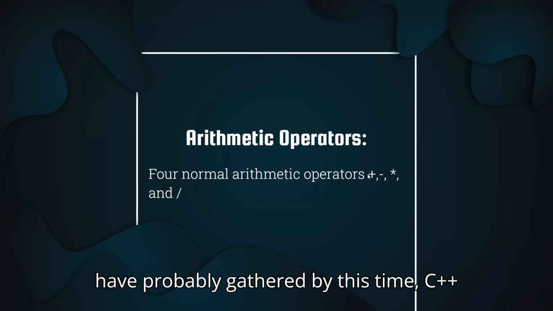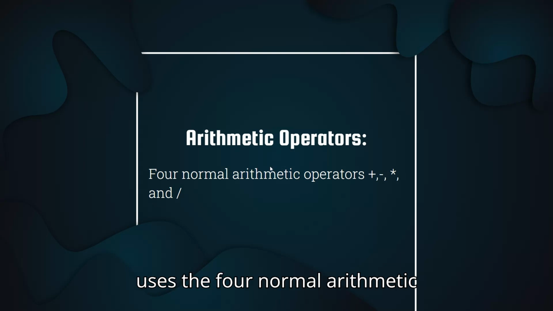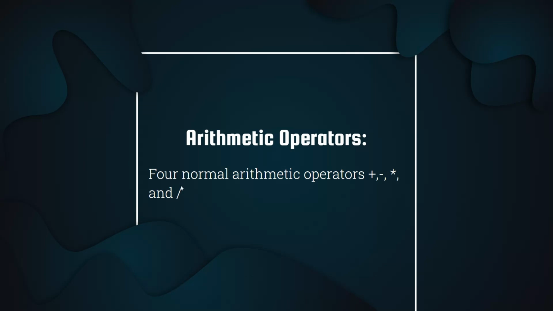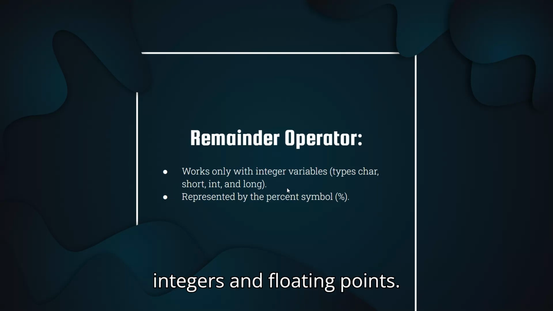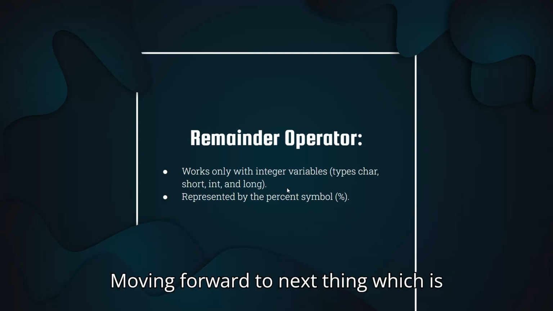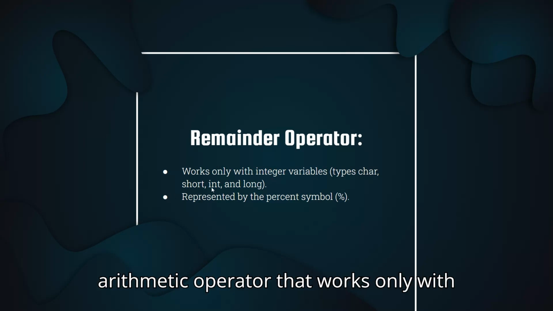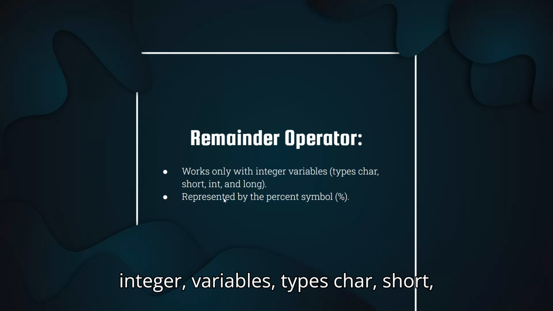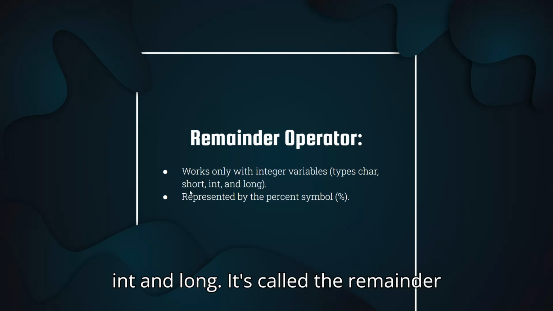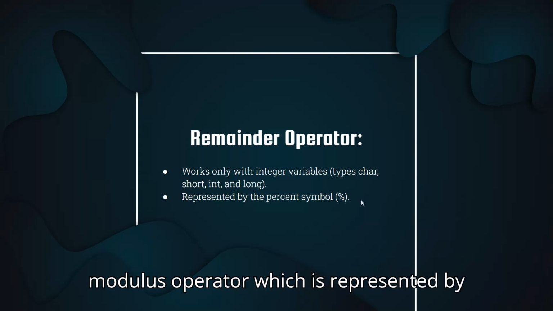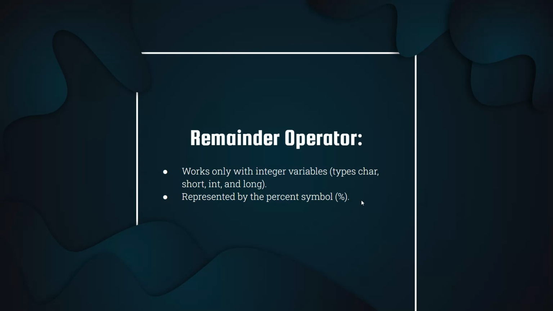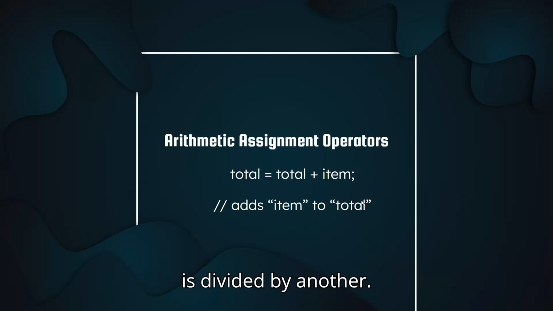As you have probably gathered by this time, C++ uses the 4 normal arithmetic operators: plus, minus, asterisk, which is used for multiplication, and slash for division. These operators work on all the data types, both integers and floating points. Moving forward to the next thing, which is the remainder operator. There is a 5th arithmetic operator that works only with integer variable types char, short, int and long. It's called the remainder operator, or you can also call it the modulus operator, which is represented by a percent sign, which finds the remainder when one number is divided by another.